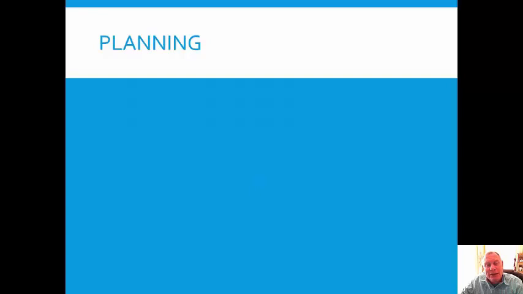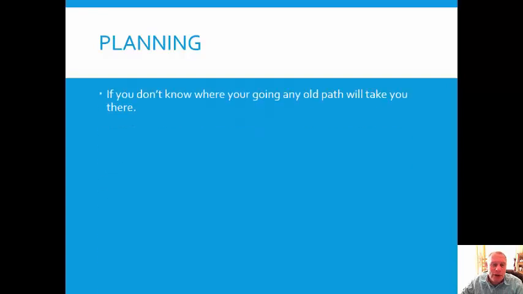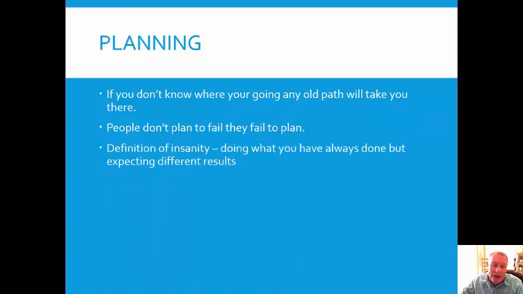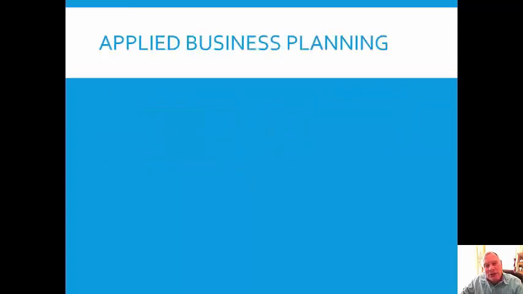When we look at planning, I'd like to share with you a few quotes. If you don't know where you're going, any old path will take you there. People don't plan to fail, they fail to plan. Now, come back to this definition of insanity, which you've always heard. It's doing what you've always done, but expecting different results. This planning is talking about it from an organizational perspective, but this planning is also applicable to you and I as individuals in life.